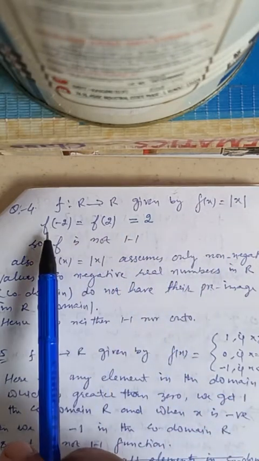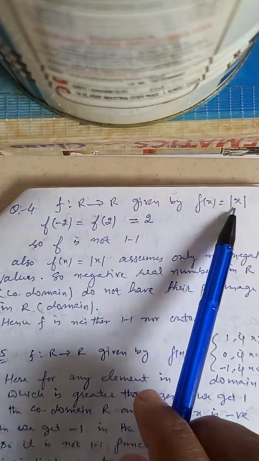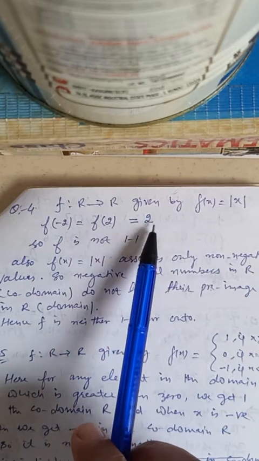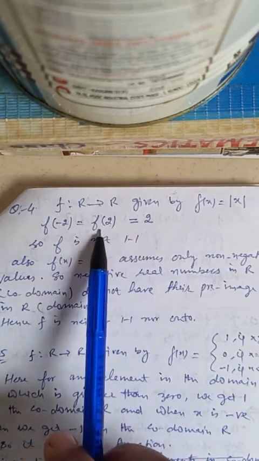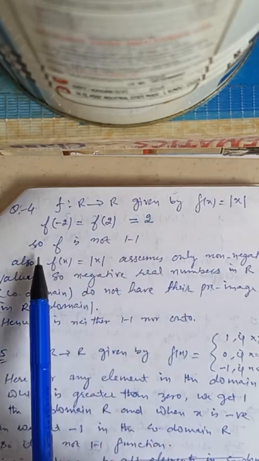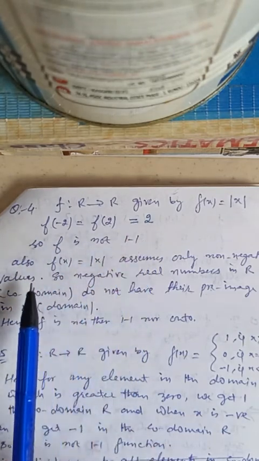So when we find f(-2), |-2| is 2, and f(2), |2| is also 2. So for two values we are getting one value. So it is not a 1-1 function, it is a many-one function. That is why f is not 1-1.